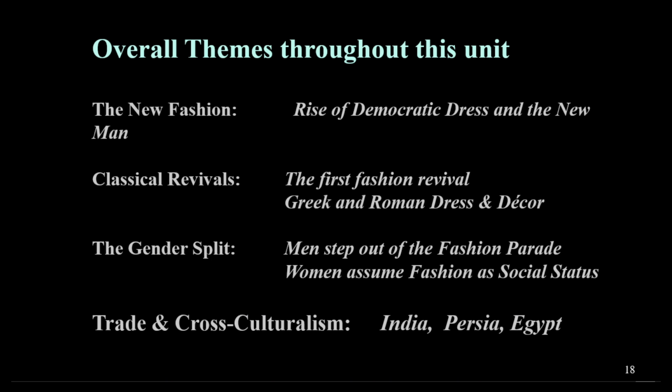So the overall themes that we will be looking at through this unit are the new fashion, the rise of democratic dress and the new man, classical revivals, the gender split when men step out of the fashion parade, and trade and cross-culturalism for India, Persia, and Egyptian motifs and fashions to influence Western fashion. This concludes our overview of the neoclassical style.